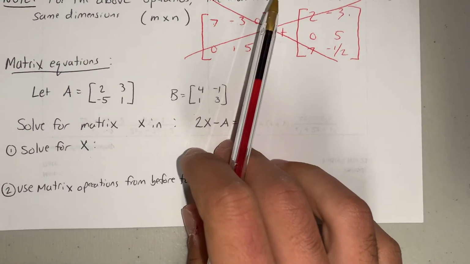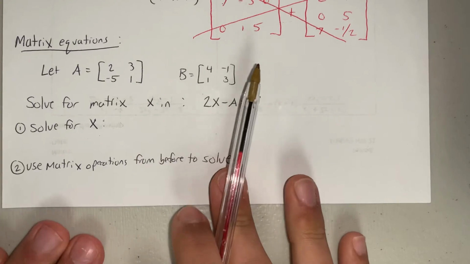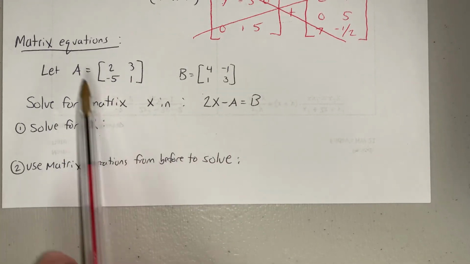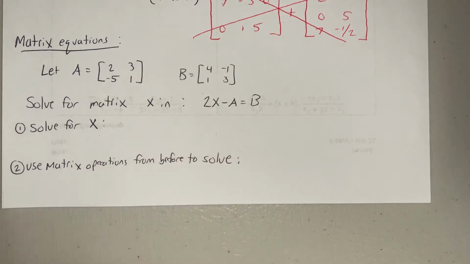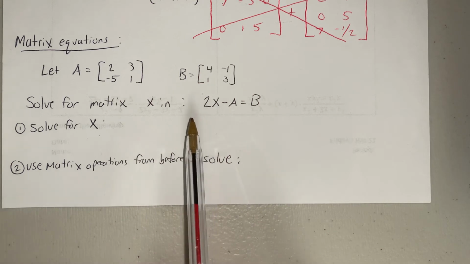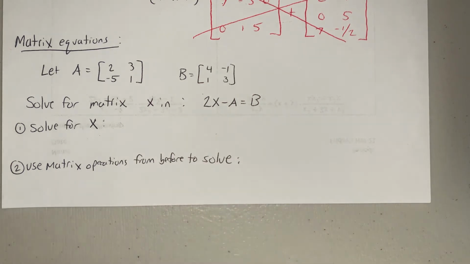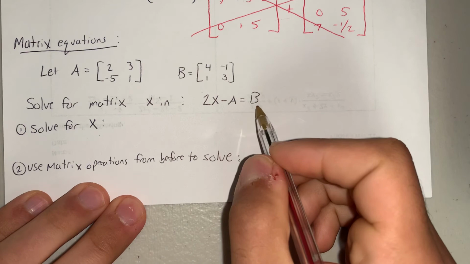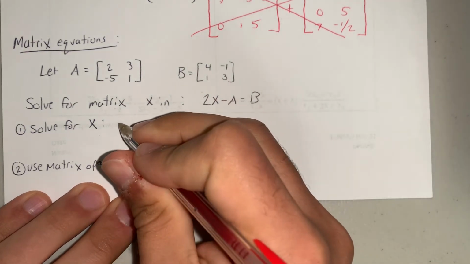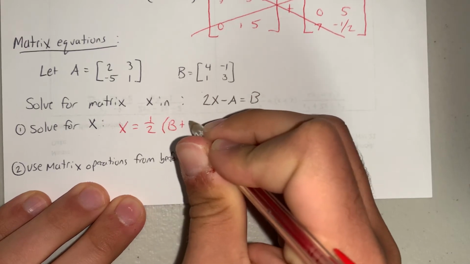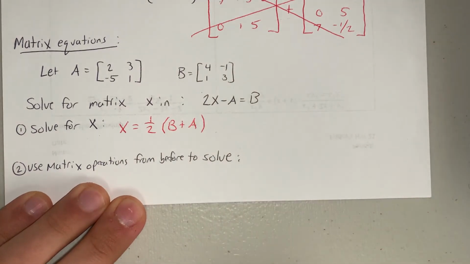Moving right along. The last thing we're going to talk about is matrix equations. So if you have matrix A equal to this, matrix B equal to this, and you want to solve for an unknown matrix X, in this example 2X minus A equals B, what you're going to do is solve for X first. So you're going to add A to both sides and divide by 2. So X is equal to 1 half times B plus A.